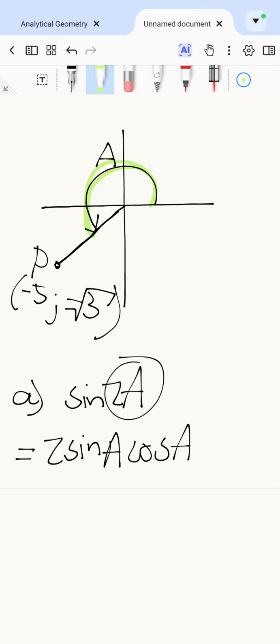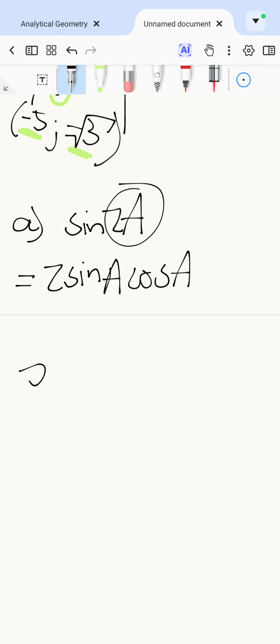Remember, the angle is always from the positive x-axis to the line. We have a certain x coordinate, a certain y coordinate, and we can determine the length of this line, which will be r. Let's start by finding r. Right, so something that we know, let's put it over here. We know that x squared plus y squared is equal to r squared.